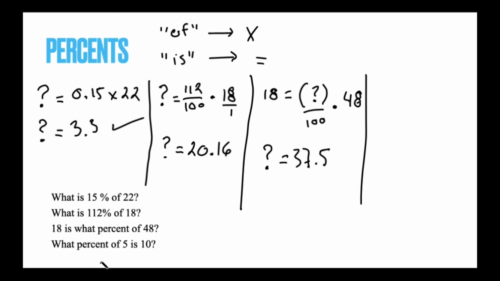And then finally, what percent of 5 is 10? So same idea. What percent, so question mark out of 100, of 5, times 5 is 10. And when you solve this out, you get question mark equals 200.